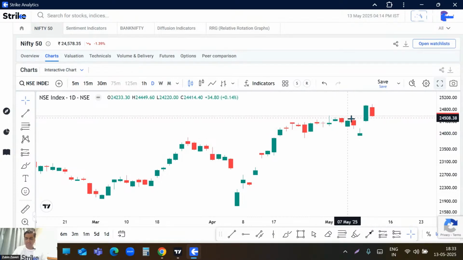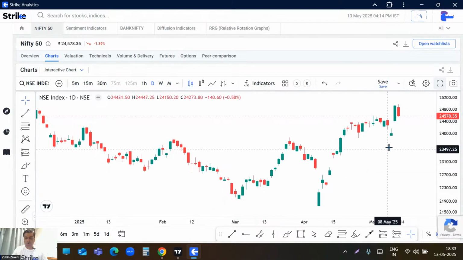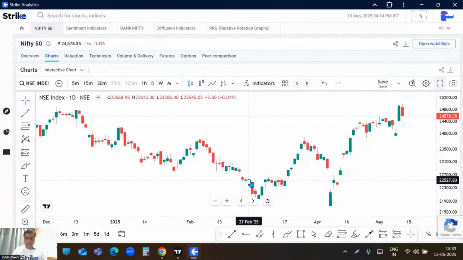Then there was a breach of the ceasefire, and because of that, it opened down with a gap. But what happened after that? The market on 12th May, that is yesterday, bounced back sharply.